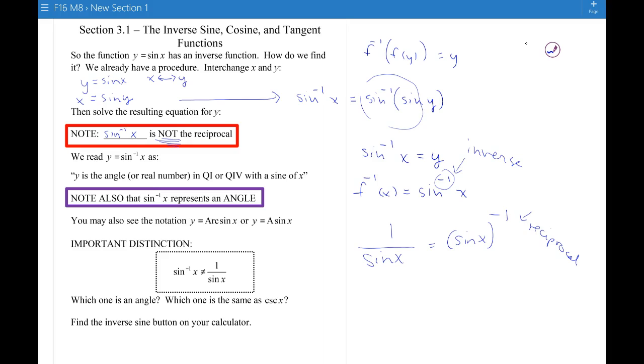So we read y equals sine inverse x as y is the angle or real number in quadrant 1 or 4 with a sine of x. So make sure that makes sense to you, because y is the sine of a number.